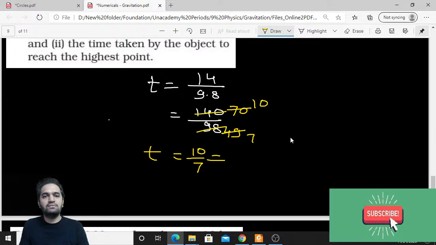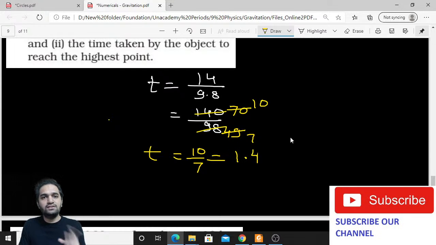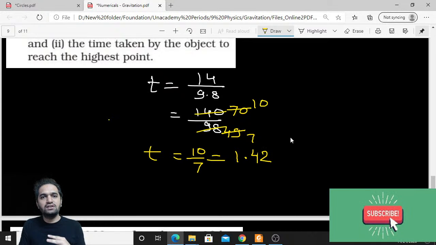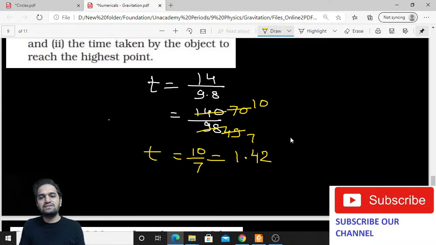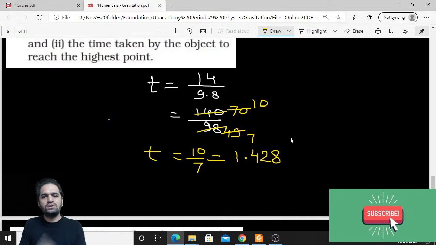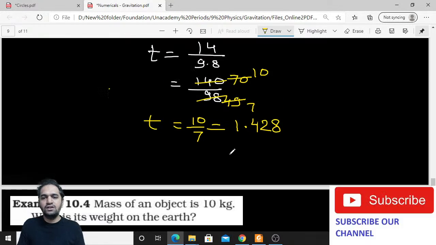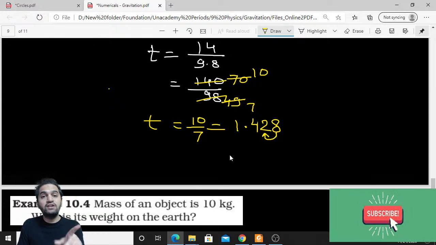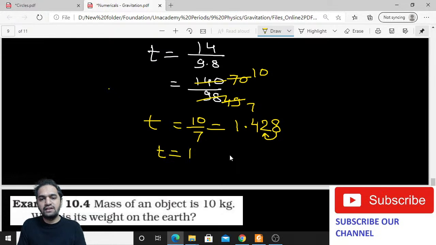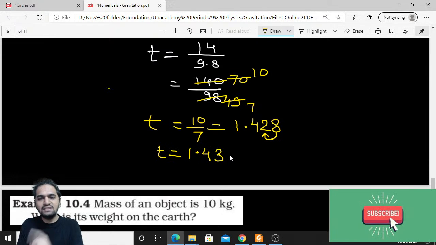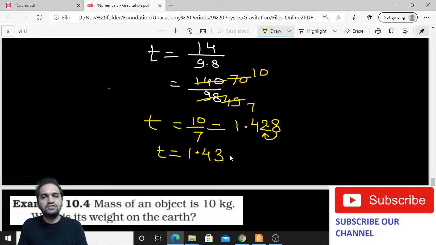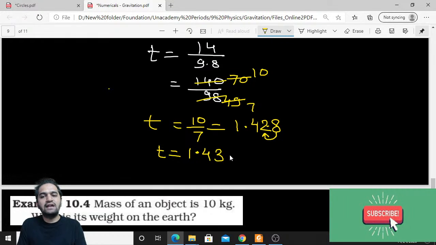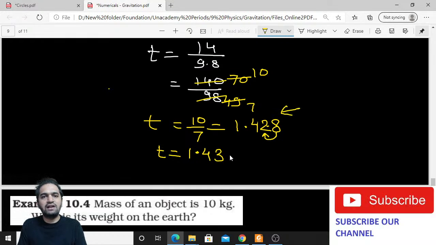If you divide 10 by 7, you can just write it down: 1.4, 7 4s are 28, 30 minus 28 is 2, 20, 7 2s are 14. That means 6 is remaining, 60, 7 8s are 56. So 2 digits are more than sufficient. As the last digit is coming as 8, you can write it down as 1.43. You can increase the digit because the 8 is more than 5. So technically you can write down 1.43. That's the basic rule of arithmetic.